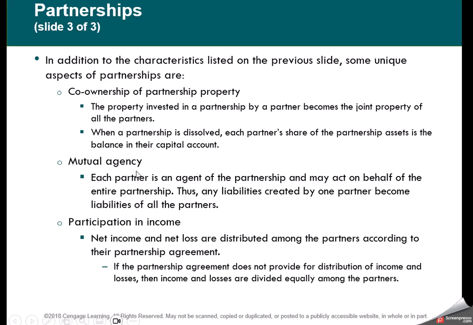There is a mutual agency, meaning that one partner could act on behalf of the others. So say one partner goes out and signs a lease. Well, now all the partners in that partnership are liable for that lease, or goes out and buys a car in the partnership's name. They're all going to be liable for that.